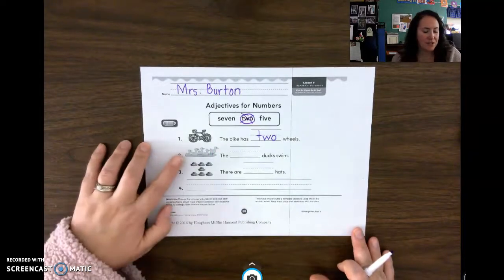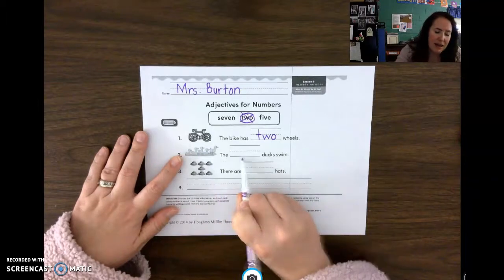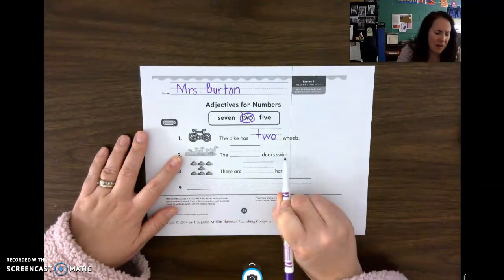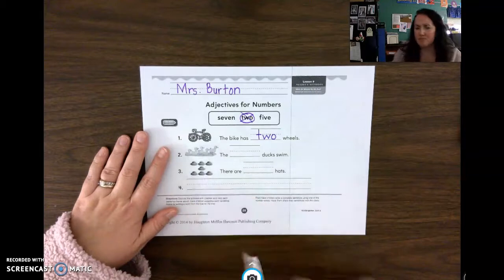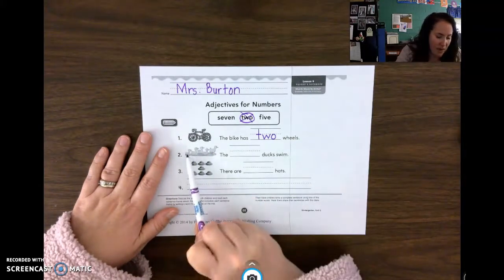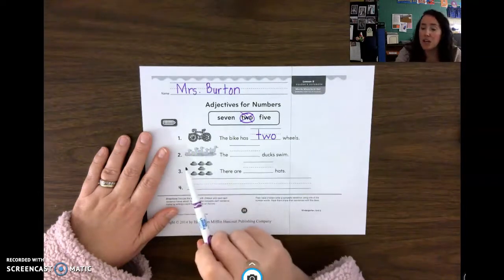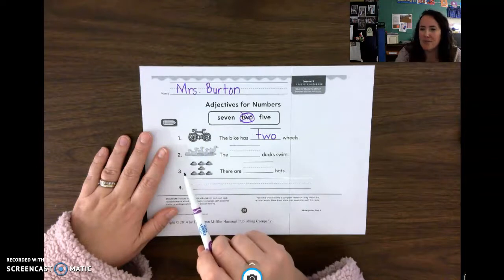Let's look at number 2. We've got some ducks here. The sentence says the blank ducks swim. How many ducks are there? What number word would describe the number of ducks? Let's count them. 1, 2, 3, 4, 5. So we're going to use the number word five to describe these ducks.